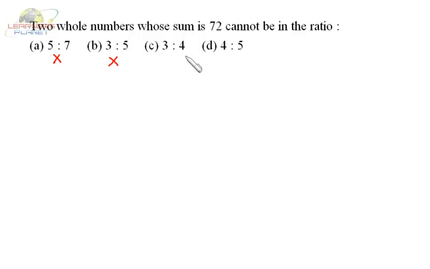Now 3 is to 4, that is 7, and 7 is not a factor of 72. That means you cannot distribute 72 into 3 is to 4. Let's see why it is not possible. I wish to distribute 72 into the ratio of 3 is to 4, and since the numbers are whole numbers, 3 is to 4 means 3 by 7 of 72. Now we will not be getting an integral value over here. That means 72 cannot be distributed in the ratio 3 is to 4. I hope you are clear.